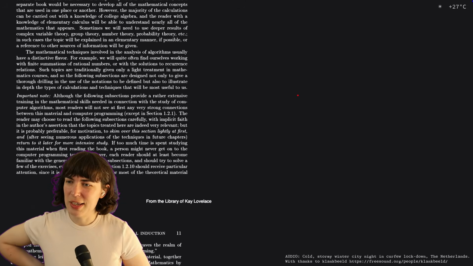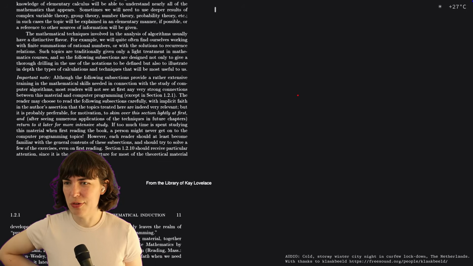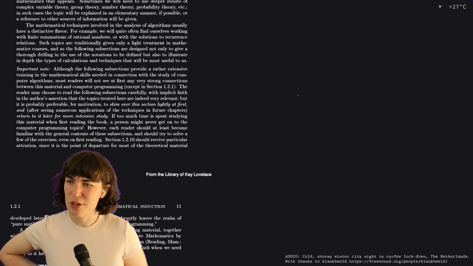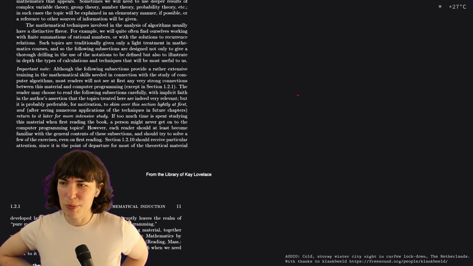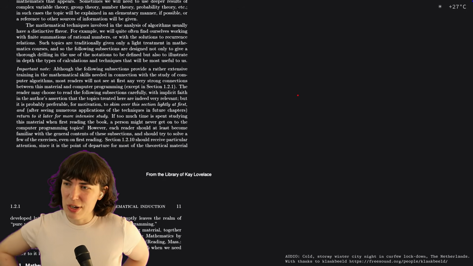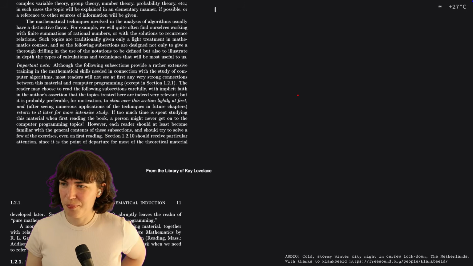The mathematical techniques involved in the analysis of algorithms usually have a distinctive flavor. For example, we will often find ourselves working with finite summations of rational numbers, or with the solutions to recurrence relations. Such topics are traditionally given only a light treatment in mathematics courses, and so the following subsections are designed not only to give a thorough drilling in the use of notations to be defined, but also to illustrate in depth the types of calculations and techniques that will be most useful to us.